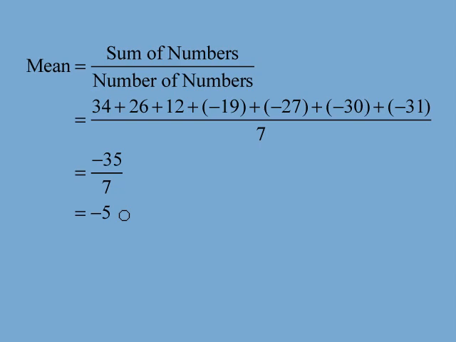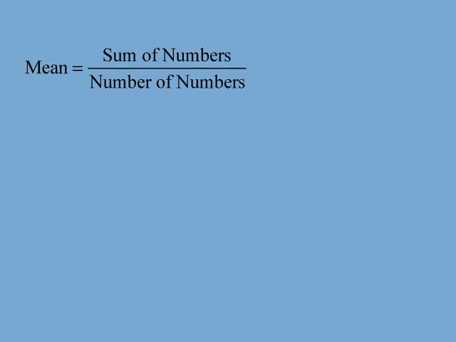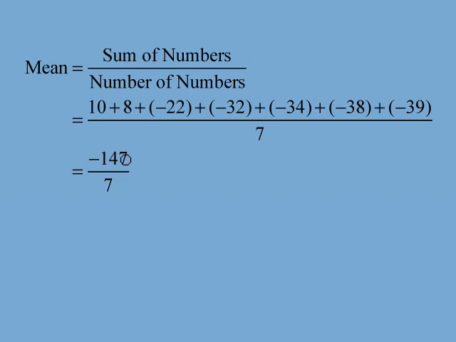Now let's look at the average minimum temperature. The sum of the numbers is -147. Divided by 7, the average minimum temperature was -21 degrees Fahrenheit. In both cases, the average was a negative value. Let's look at another example.